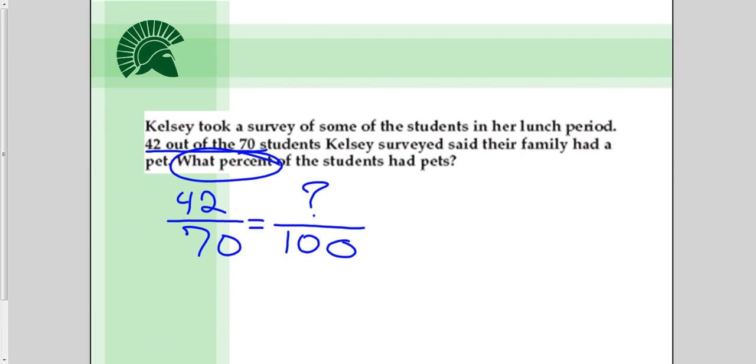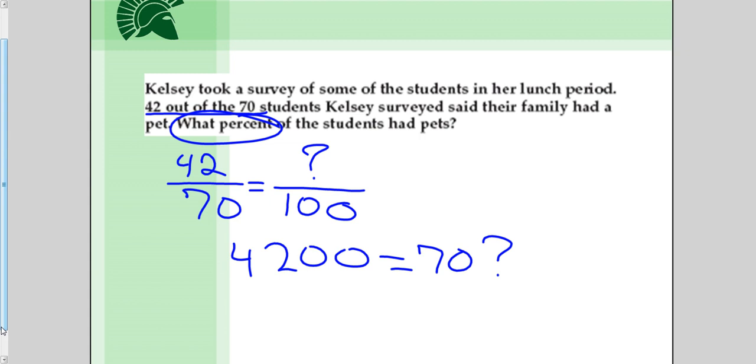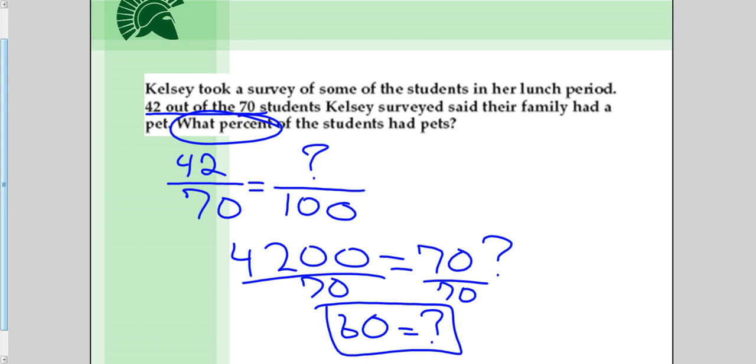So we're looking for the percent. Again, we cross multiply. We get 4200 is equal to 70 times question mark. Again, just as good as any other variable. We have 4200 divided by 70, and we get 60. So we get 60 is equal to question mark. And what we're really saying is that this is 60% of the students.